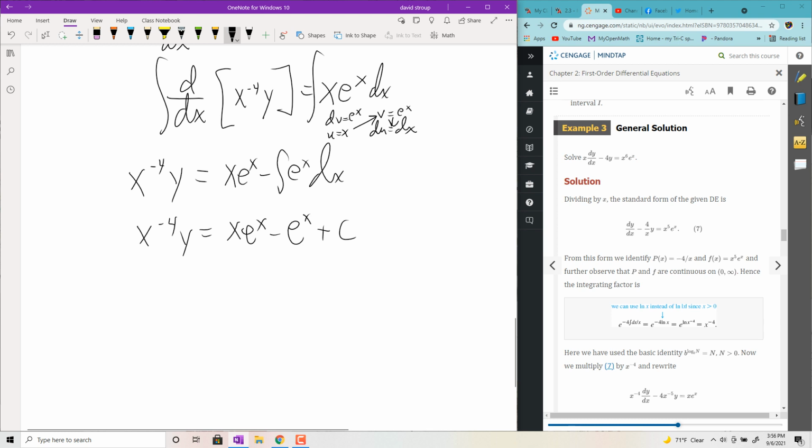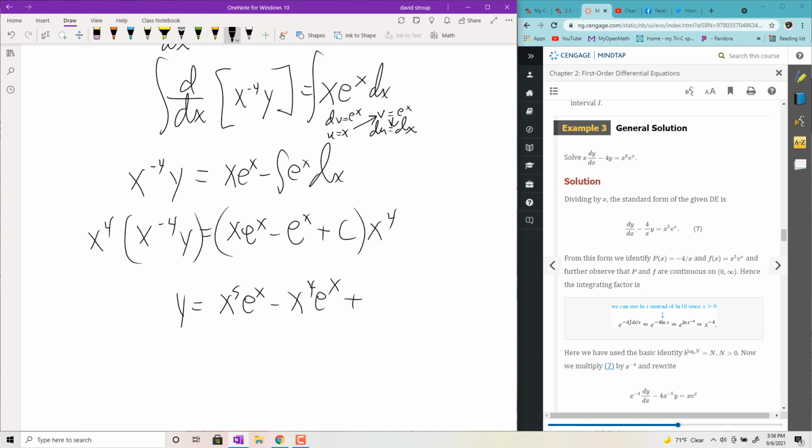I need to multiply both sides by x to the 4th now. And I end up with y equals x to the 5th e to the x minus x to the 4th e to the x plus, and the constant will not absorb this variable part, so I have to leave it as c x to the 4th.